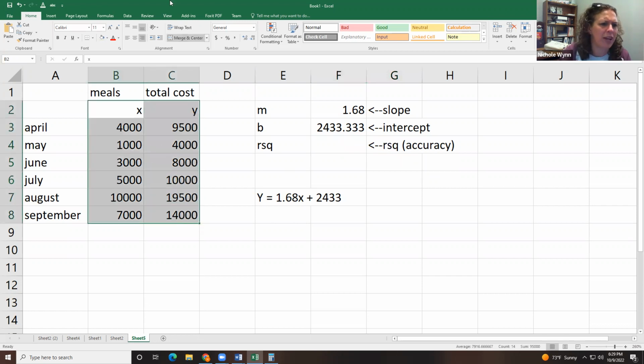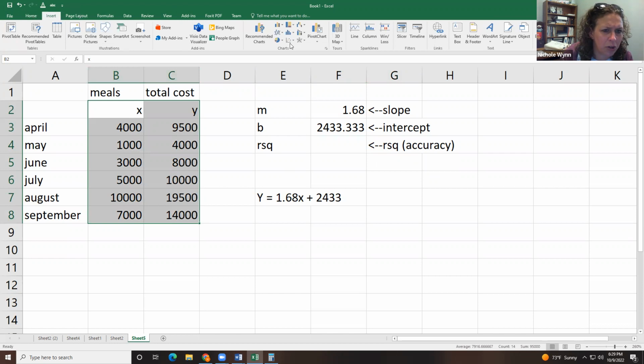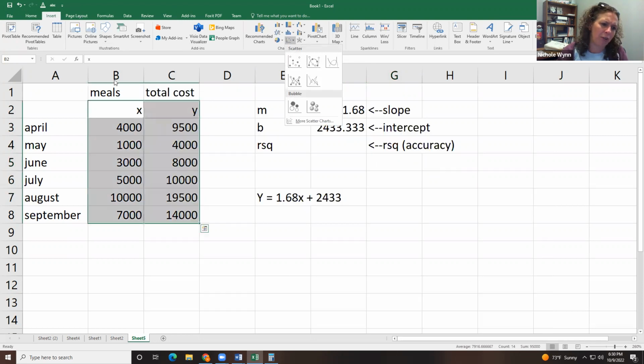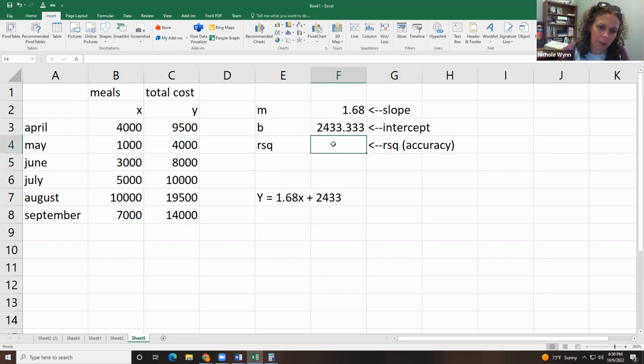If we were to look at these data points, just to show you, they would look like this. That is good looking data. Those dots are definitely moving good. So I think our RSQ is going to be good. Okay, so I'm going to put my cursor right here.